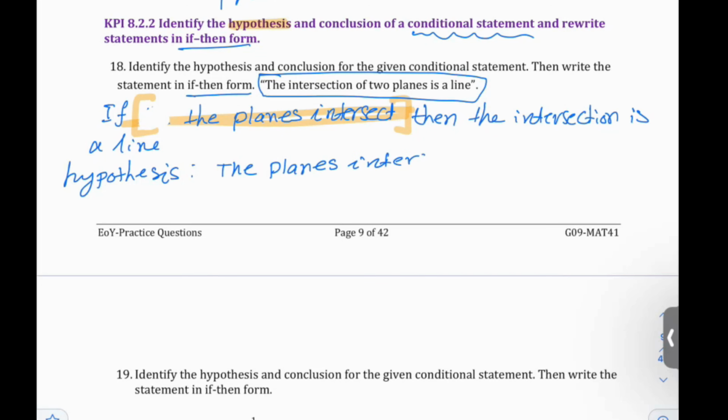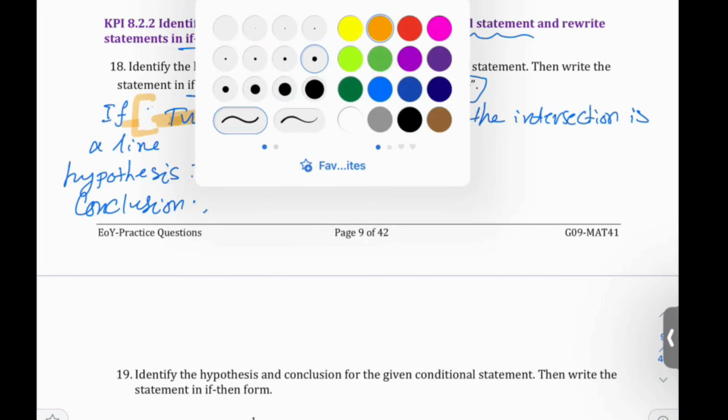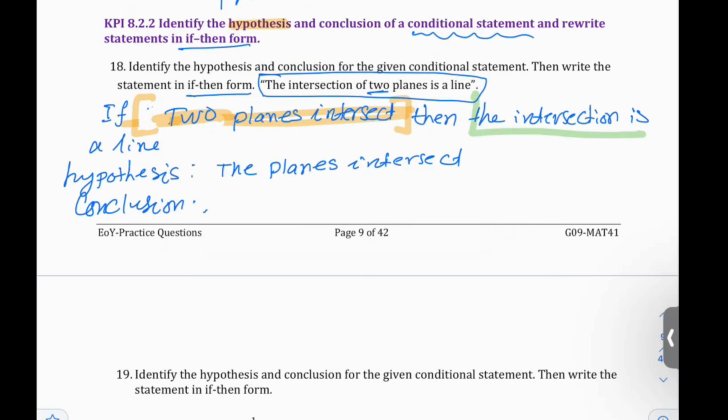Intersect. And actually, it's two planes. So here we have two planes intersect. So the planes intersect is the hypothesis. What's the conclusion? The intersection is a line. So this is called the conclusion.